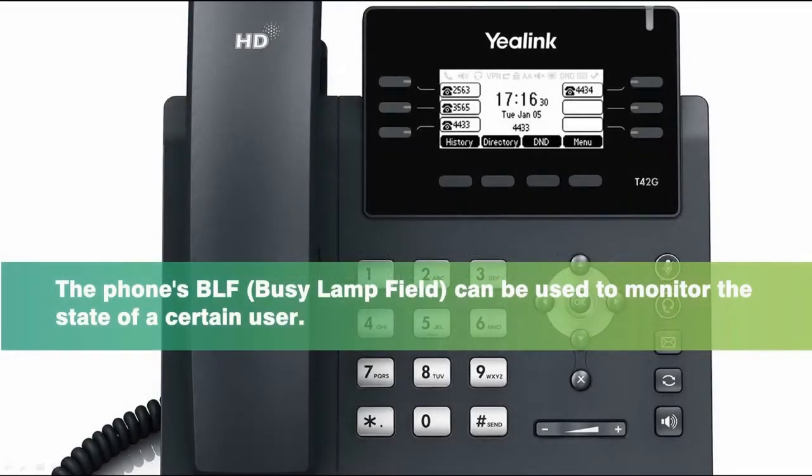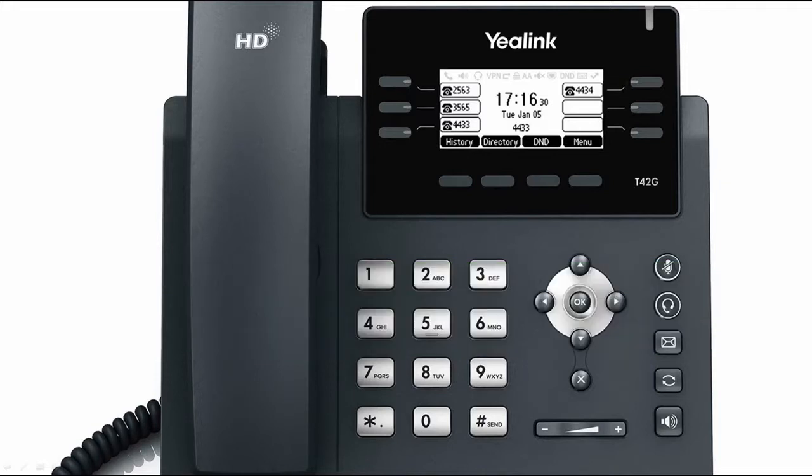The phone's BLF (busy lamp field) can be used to monitor the state of a certain user. To configure the BLF, press Menu, select Features, select DSS keys, and then choose the desired line key.